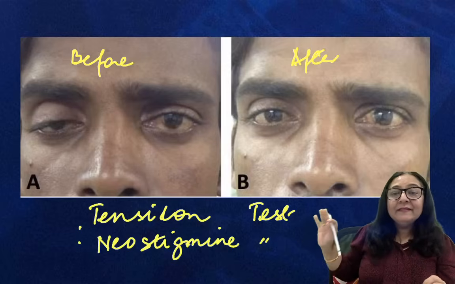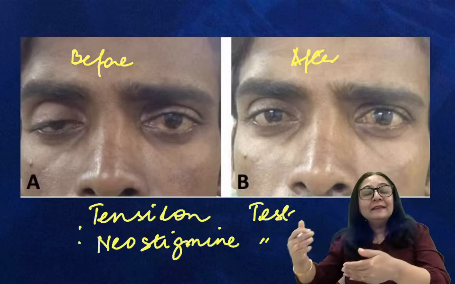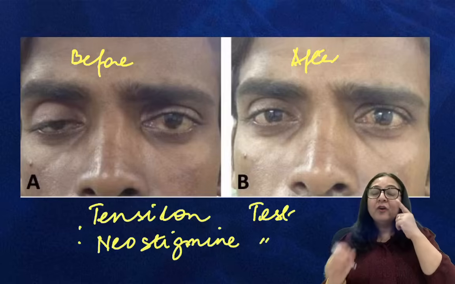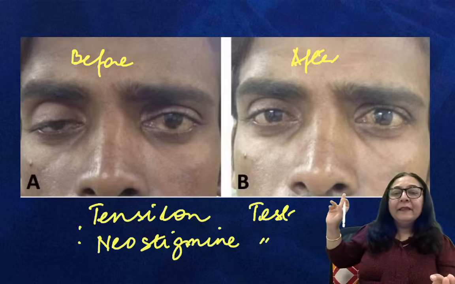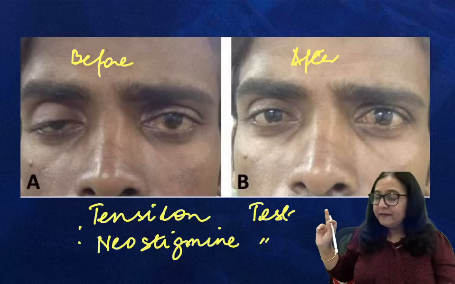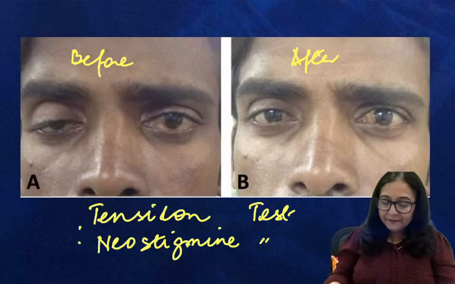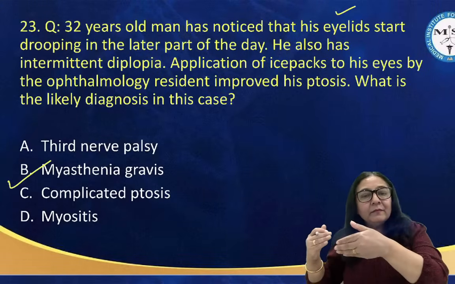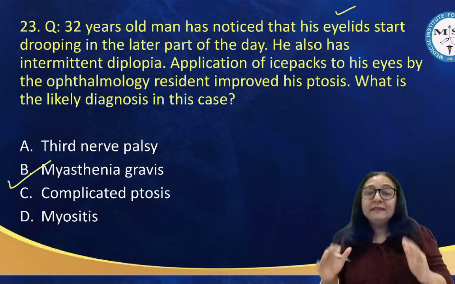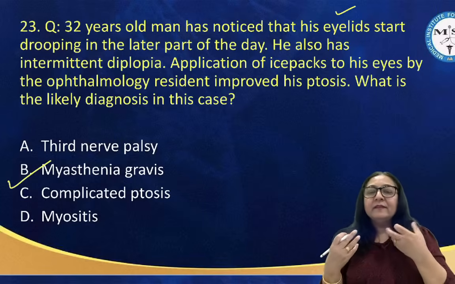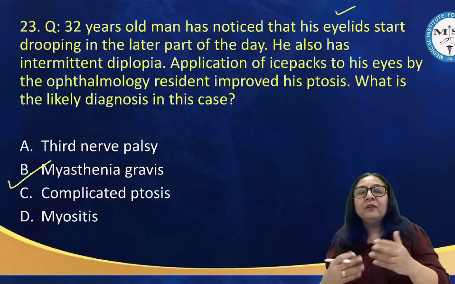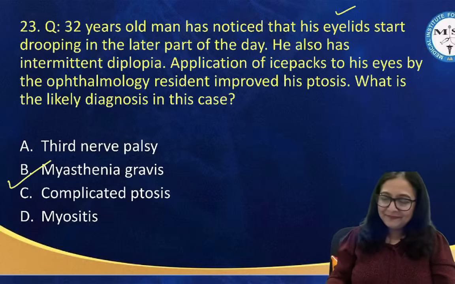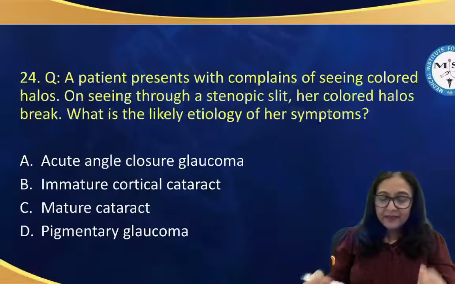So myasthenia gravis is the only condition in which you will get intermittent ptosis, intermittent diplopia, because the other extraocular muscles are also involved, most commonly medial rectus, but these tests improve the symptoms in these patients. Edrophonium is same as tensilon. So third nerve palsy or complicated ptosis will not cause intermittency. Similarly, myositis. If there is inflammation of the muscles, that will also not cause intermittency. So that is the key word over here. Okay, right? Great. Moving to the next question.